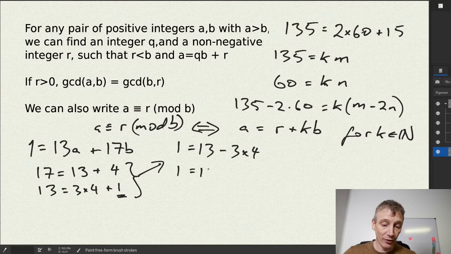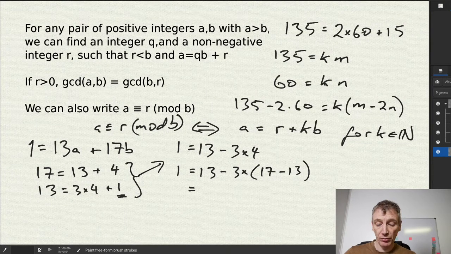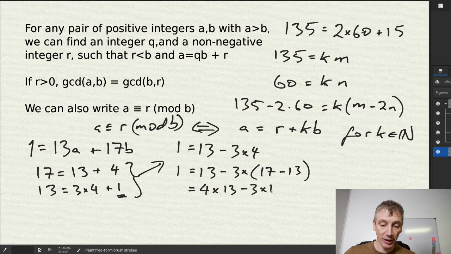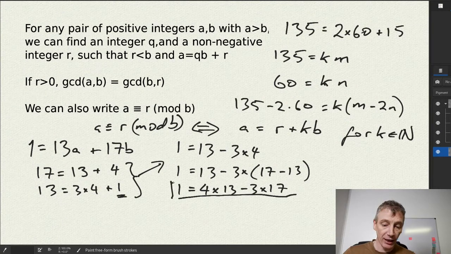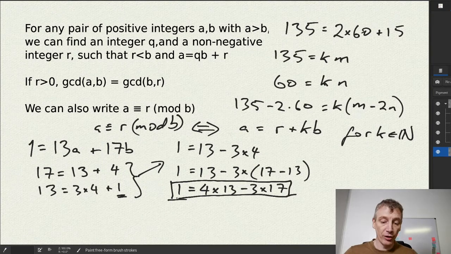And then we can replace 4 by 17 minus 13. So we end up with 13 plus 3 times 13, which is 4 multiplied by 13 minus 3 multiplied by 17. And this way of calculating a linear combination of any two numbers, you can calculate the linear combination to their GCD. This is called Bezout's Identity, and it comes up all the time in math contests.